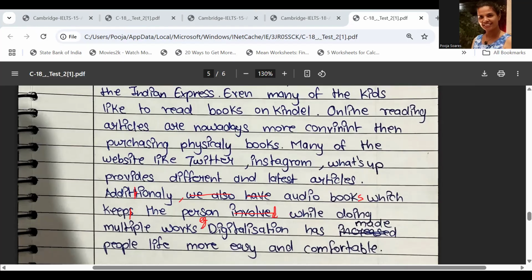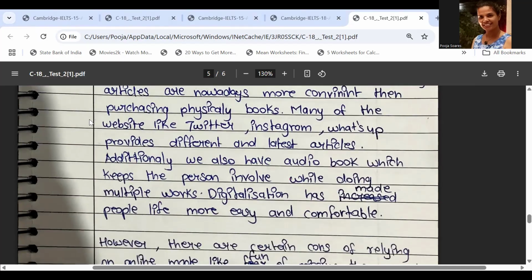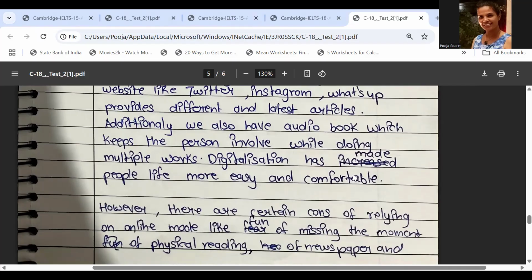All right. Digitalization has made people's lives more easy and comfortable. How? If you're giving this as a point, you have to explain this. If you're giving this as a conclusion, you should write a concluding word here. In this way, or this is how, this helps the reader to understand this is the conclusion. Otherwise, this sounds like a new point.